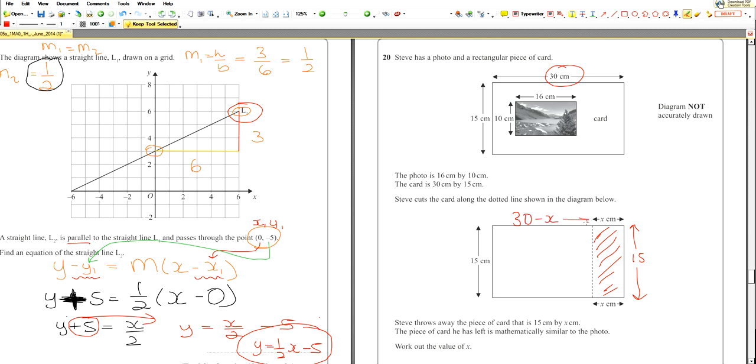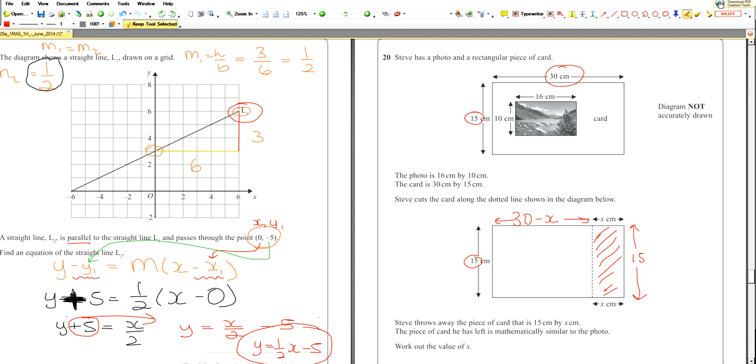So that will take you from here to here. Well, do we lose any of the height? No, the height was originally 15 and is still 15. It says here that this card is mathematically similar to the photo now. There's the photo. So let's work it out.